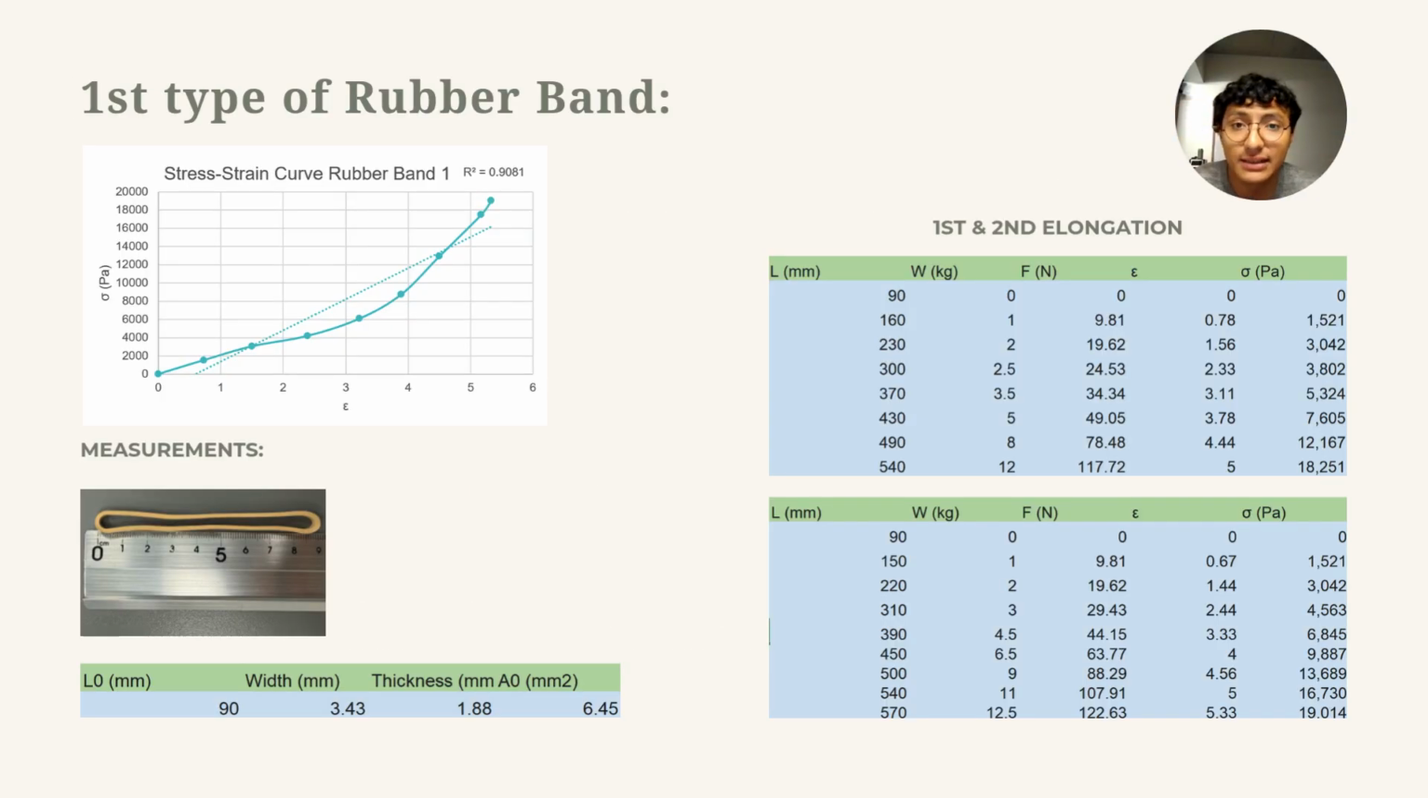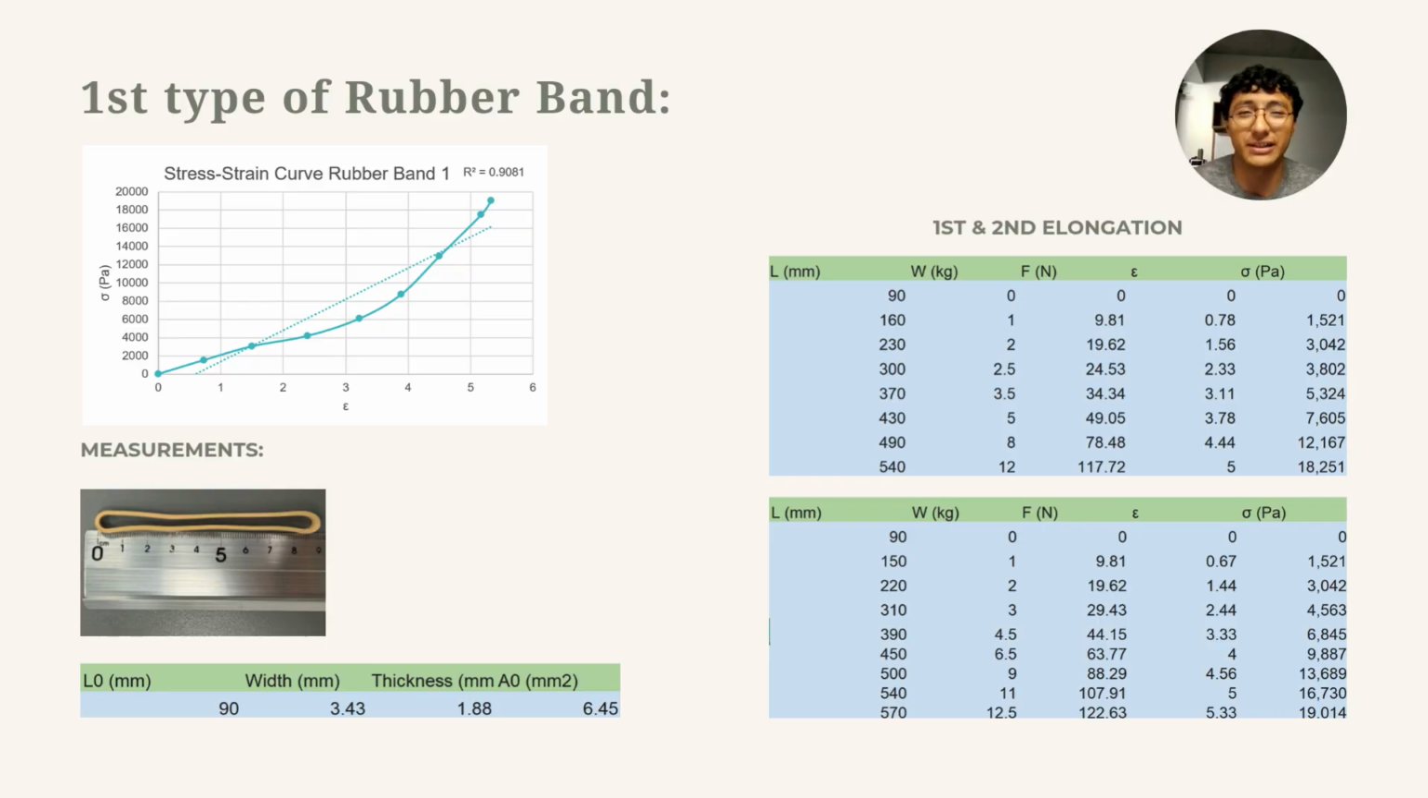In this slide, we can see the first iteration of the first rubber band. We can see the stress strain curve on the left. It has a hyperelastic characteristic, and this is the shape of a natural band. It stretches really easily at low loads and then it stiffens significantly as it approaches fracture. We ran two elongations on this band.